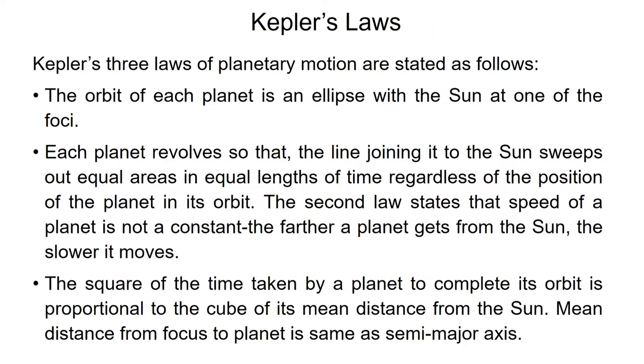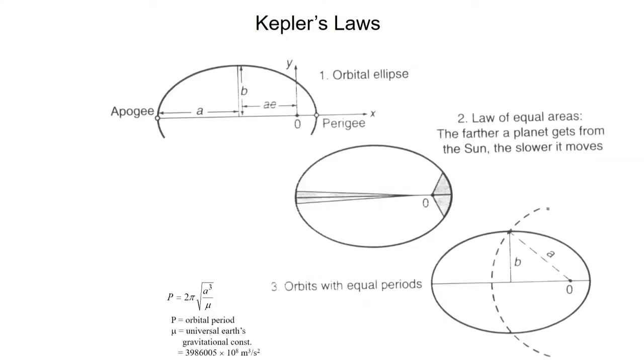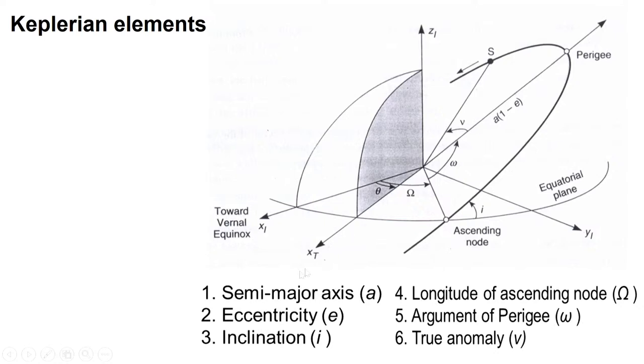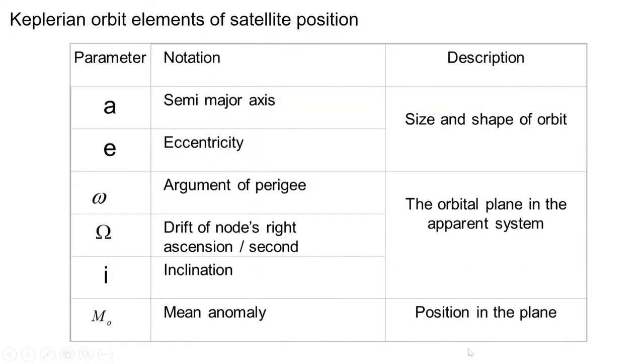And how is this possible? You know Kepler's three laws. I am not going to talk about them here because I have limited time. So you know the three laws: orbital ellipse, law of equal areas, and orbits with equal periods. With the help of these three laws, we are able to know the six parameters: semi-major axis, eccentricity, inclination, longitude, argument of perigee, true anomaly.